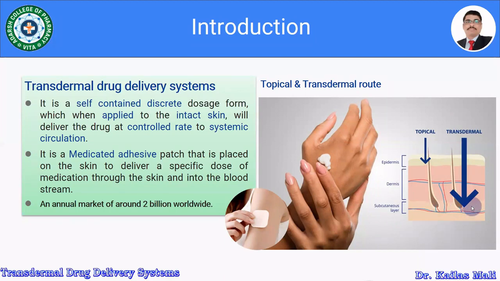So transdermal drug delivery system is a self-contained discrete dosage form which when applied to the intact skin will deliver the drug at a controlled rate to systemic circulation, as it is the medicated adhesive patch that is placed on the skin to deliver a specific dose of medication through the skin and into the bloodstream. The total annual market of the transdermal drug delivery system is approximately 2 billion worldwide. It's a huge market, isn't it, for the transdermal drug delivery system.